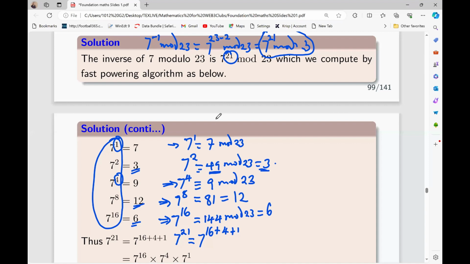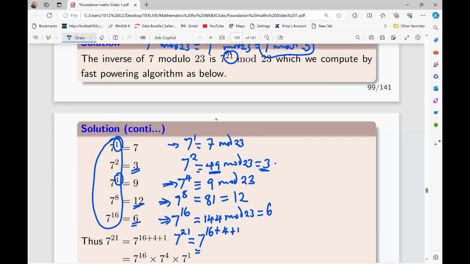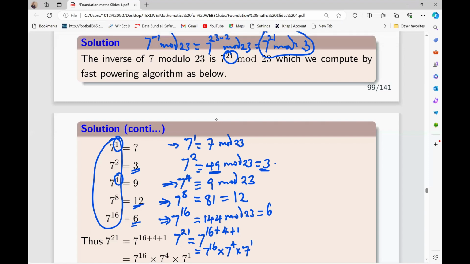Now, this then means that this is the same as 7 raised to 16, 7 raised to 4 and 7 raised to 1, using the laws of indices. What is 7 raised to 16? We have it as 6. What about 7 raised to 4? We have it as 9. Then 7 raised to 1, we have it as 7.